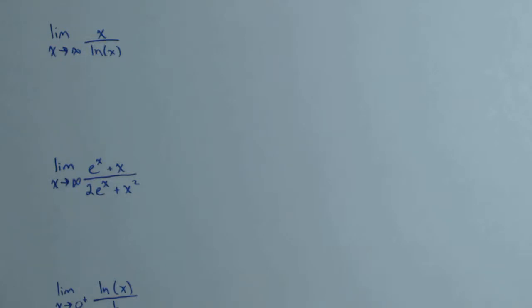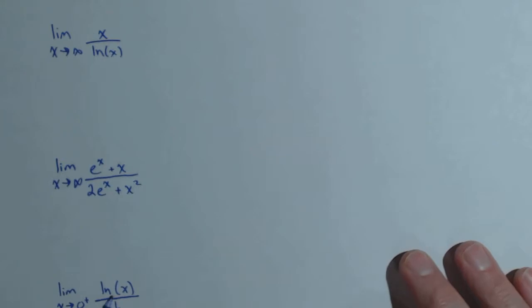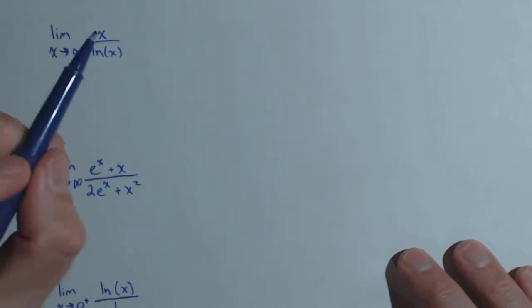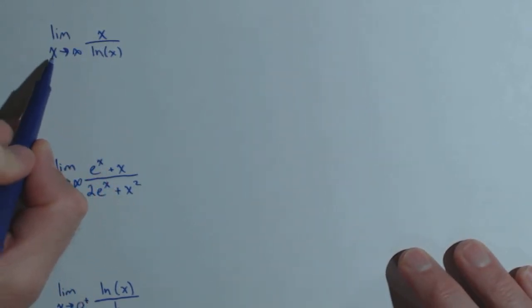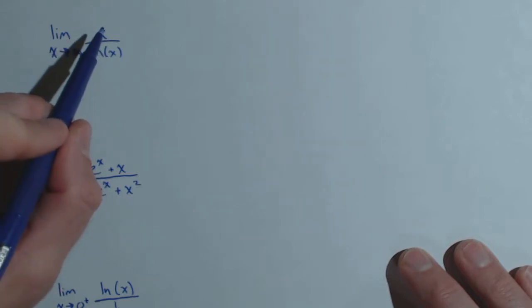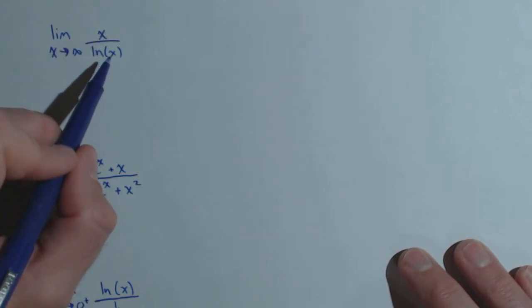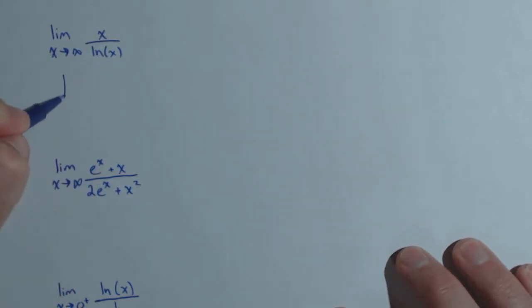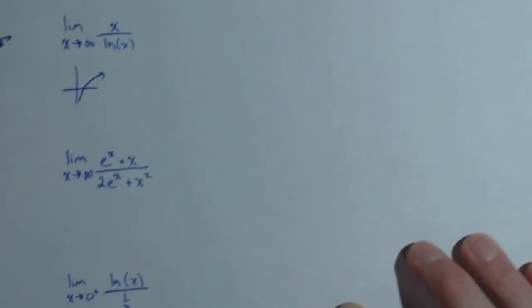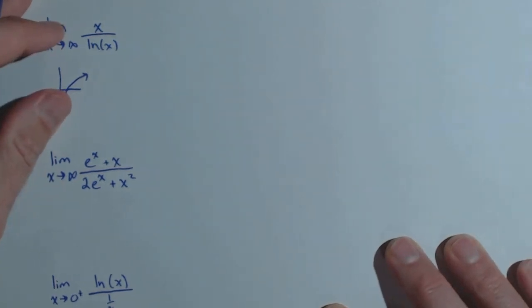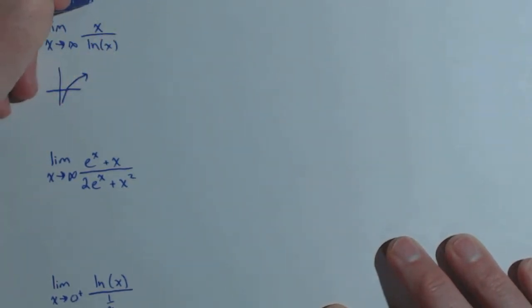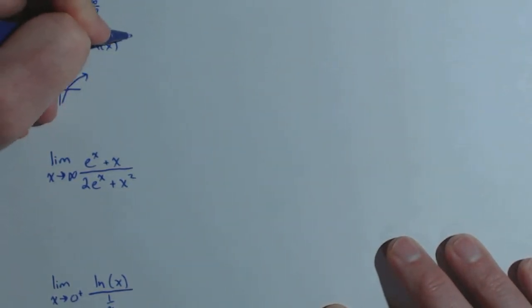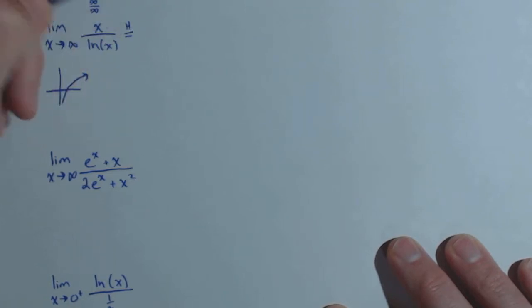In this video, we're going to first determine whether or not L'Hopital's rule applies, and if it does, use it to calculate limits. So if we look at our first graph, as x goes to infinity, x goes to infinity, and ln of x also goes to infinity. Even though it increases slowly, it is an always increasing graph. So this is an infinity over infinity case, which qualifies it for L'Hopital's rule.